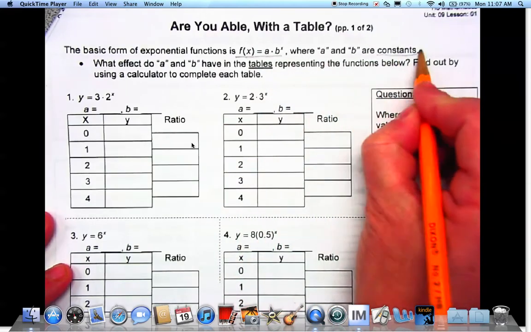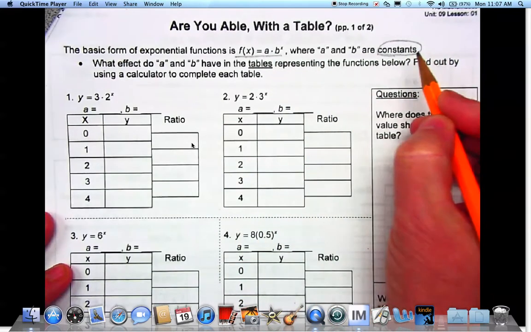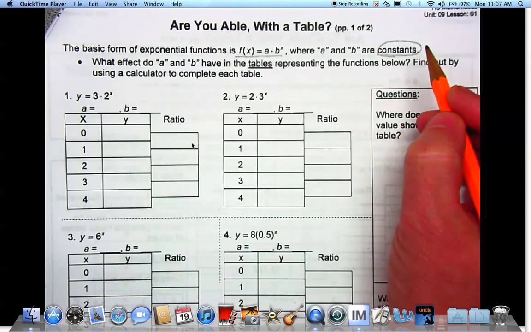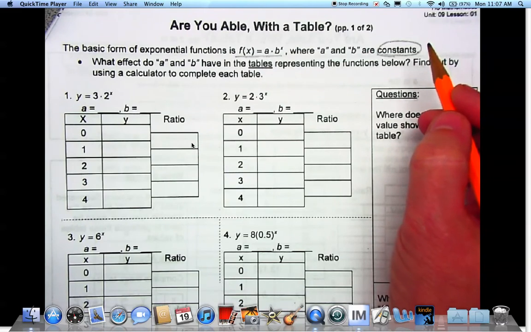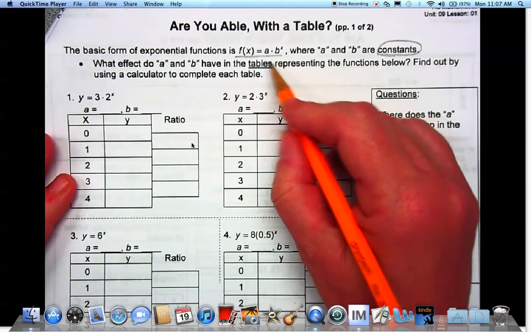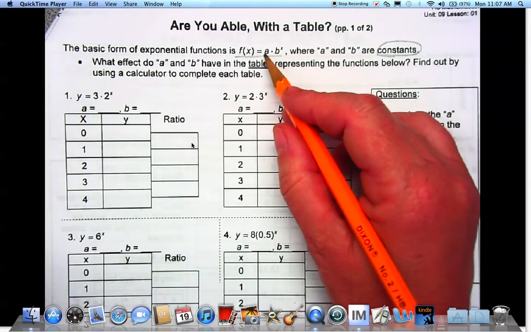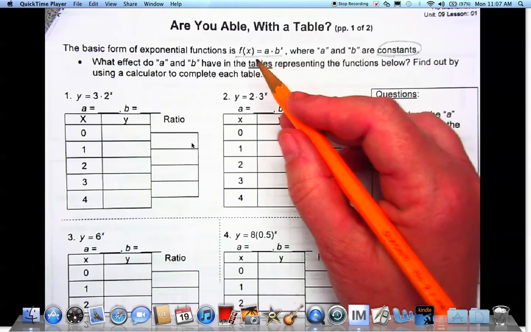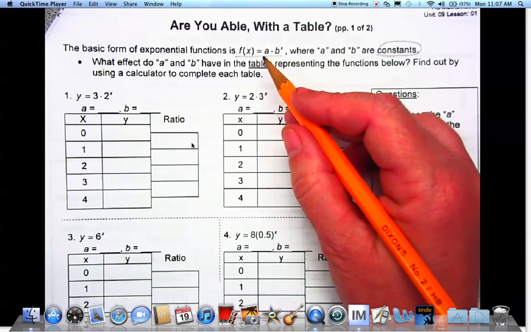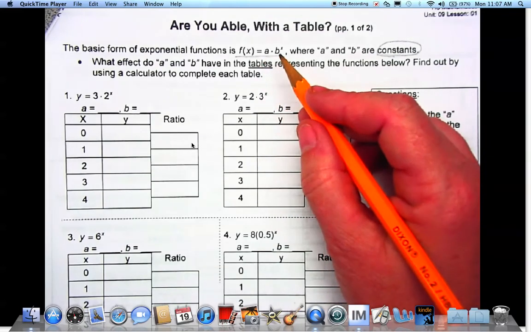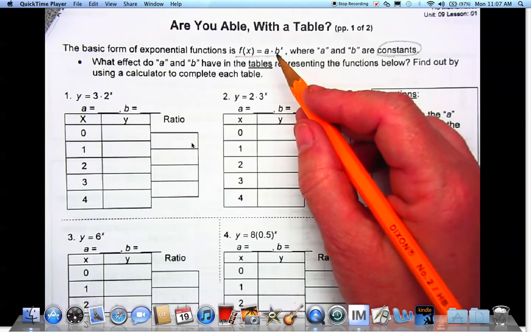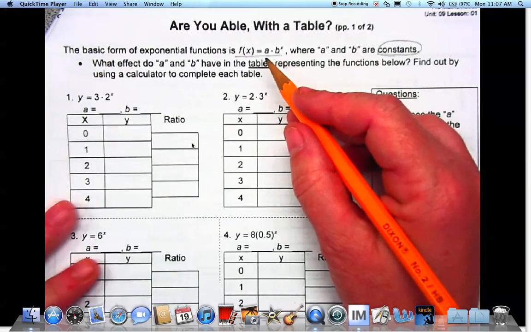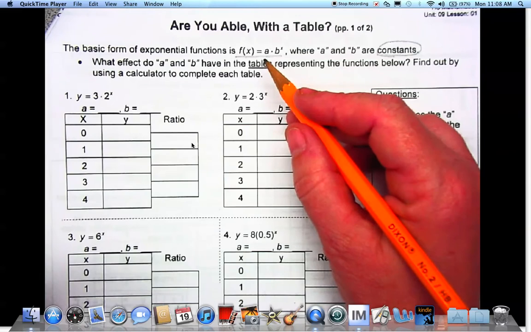So what's a constant? They don't change. They stay the same. What are they? A letter, a number? It's a number. Okay, a constant is a number. Well, then why are those letters? Because we don't know what number it is. It can be any number, according to the function. A will be a number and b will be a number. A is not going to be something like 2x. It'll be just a number like 2.